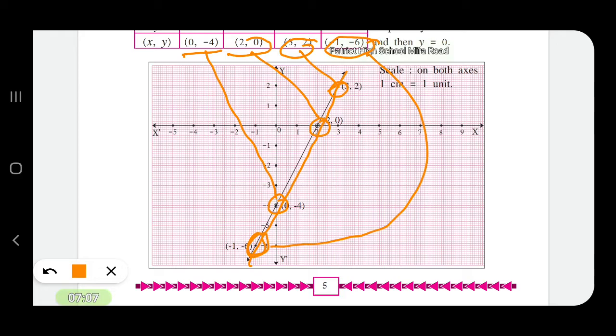Now we can select any point on the graph. Suppose for instance we select this point. So what are the solutions? If x is equal to 1, y will be equal to minus 2. So this is one of the solutions.